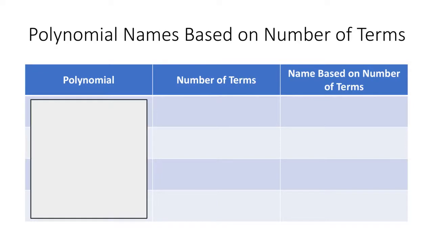We can name polynomials based on how many terms or monomials they have added together. I would like for you to copy this table down in your notes so that you have this as a reference, because Pearson will ask you some of these names.